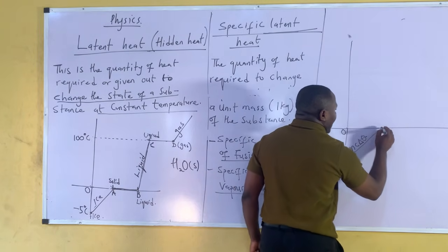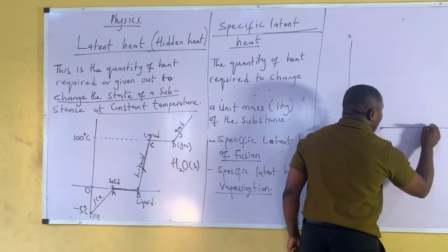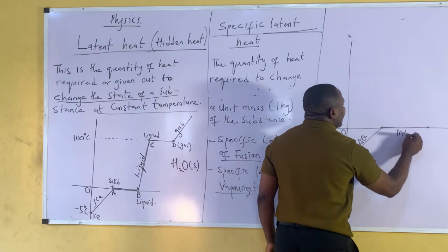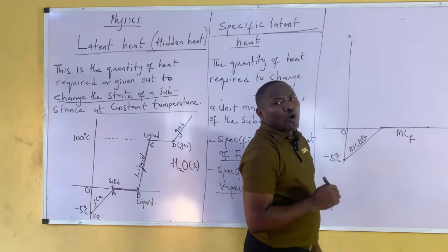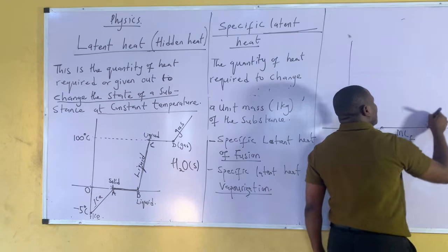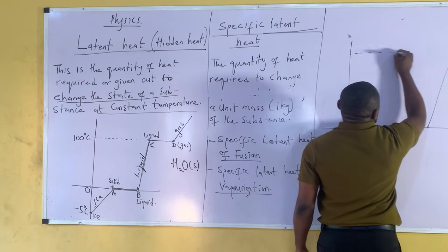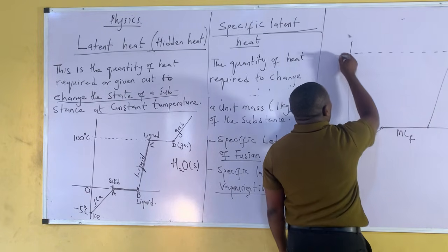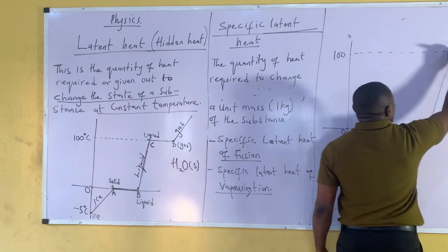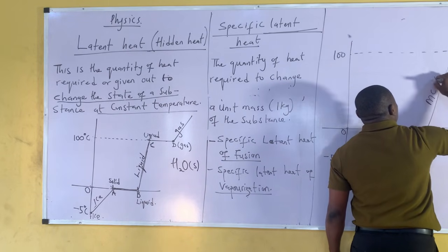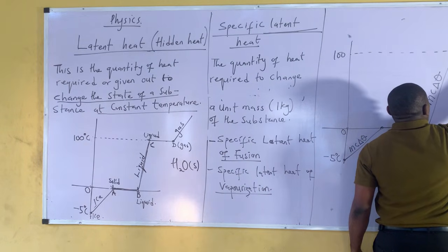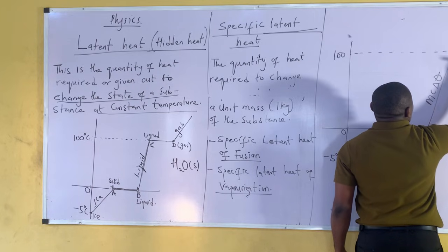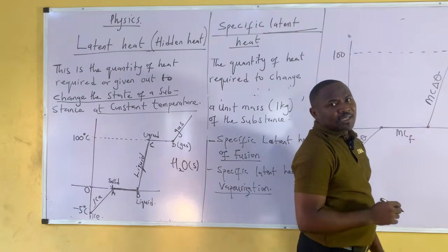Now, what about this? From here to here, there is no change in temperature. So since there is no change in temperature, I'll be having mLf, which is latent heat of fusion. Now, if I go from here to 100, now remember, here is 100. This is 0 to 100 degrees Celsius. There is a change in temperature. So this is mc change in theta. But if I go here, there is no change in temperature. So this is, what again now? mLv. What is v? Latent heat of vaporization.